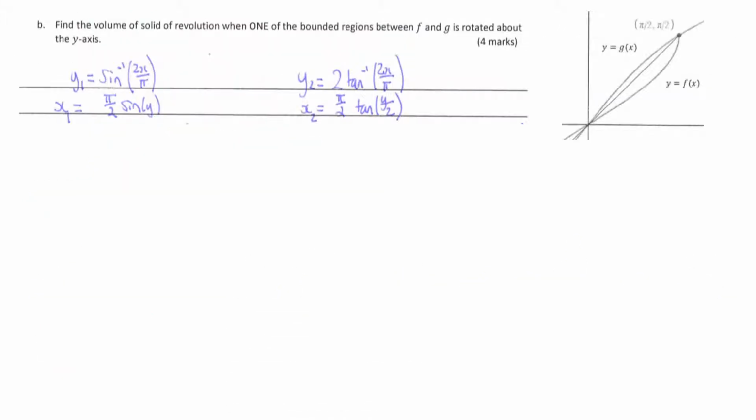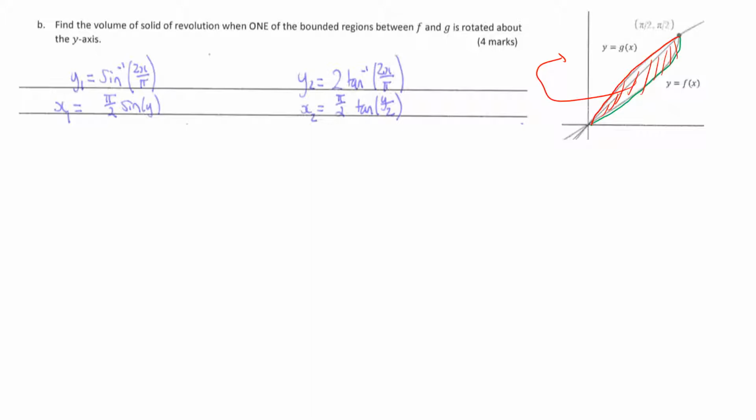Okay, this was the final part of the paper. There was initially another part, simply find the area between the two curves, but I decided to just run with this. Find the volume of the solid when one of the bounded regions between F and G is rotated around the y-axis. So before, we highlighted the inverse sine graph, so let's just highlight that over here. And let's mark in red the inverse tan graph, which is this one over here. So what happens when this region enclosed between the two is rotated around the y-axis?